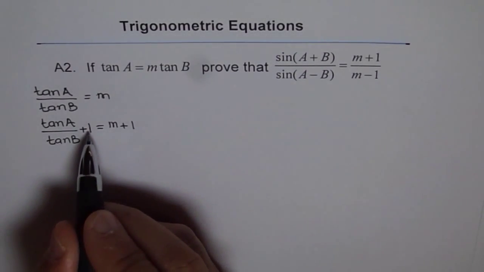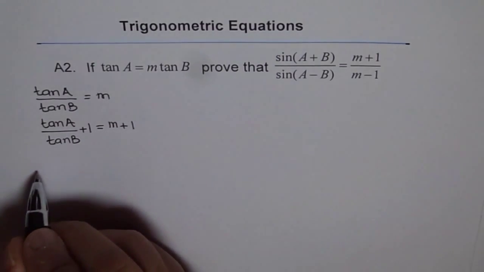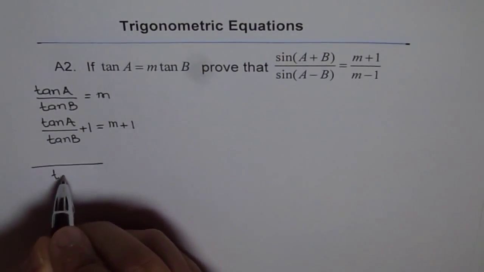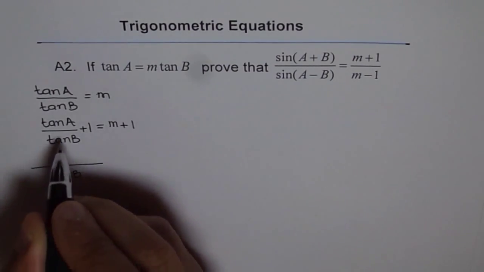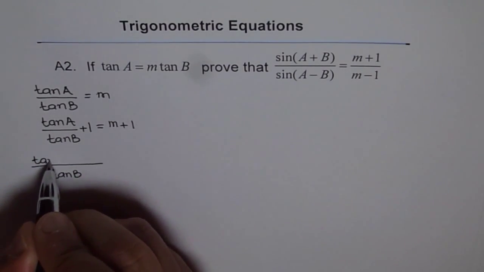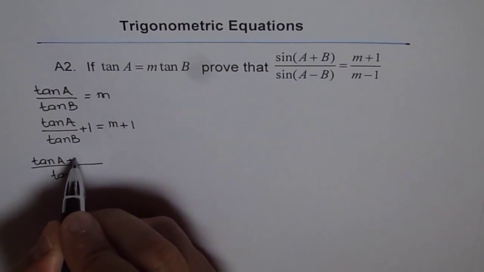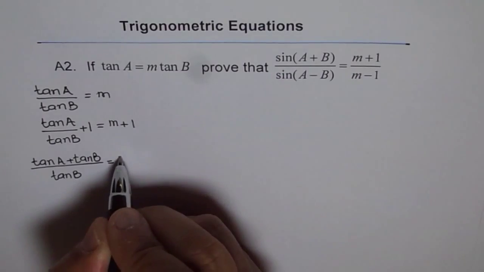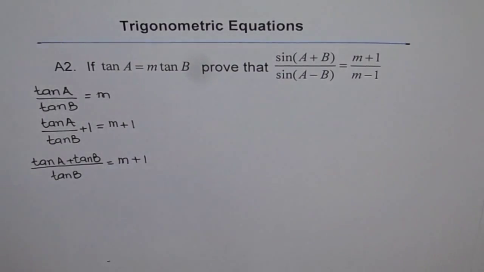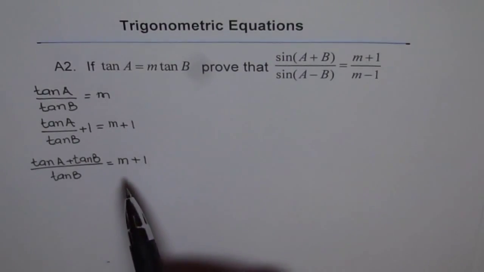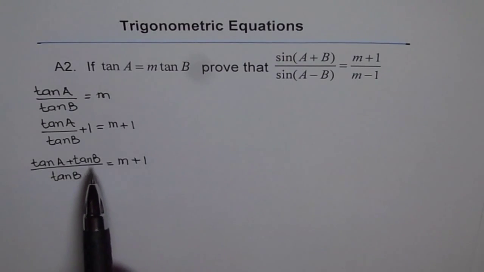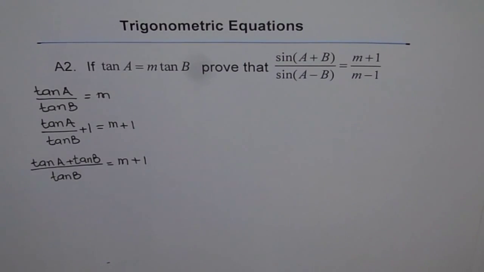Now tan B can be taken as a common denominator, and we can write this as tan A plus tan B over tan B equals m plus 1. Do you see that? So we got a term for m plus 1, which is tan A plus tan B divided by tan B.